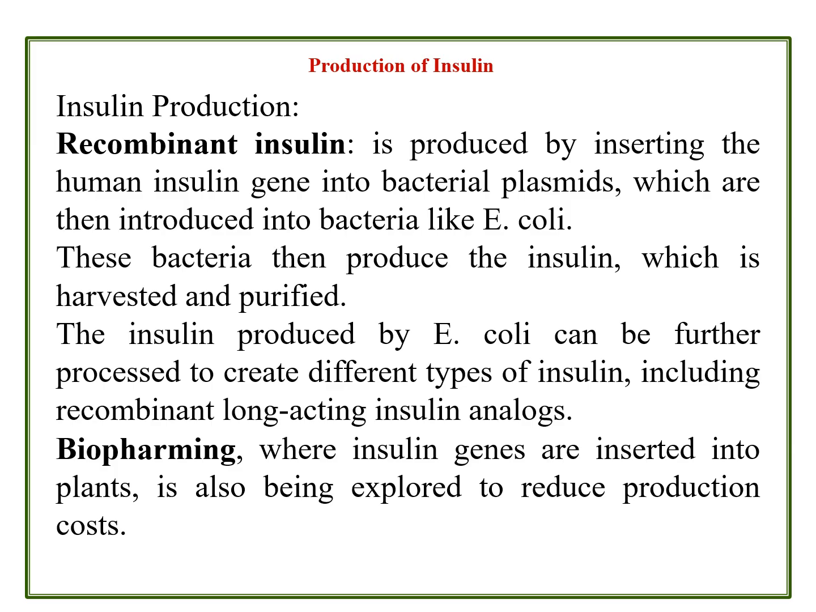The insulin produced by E. coli can be further processed to create different types of insulin, including recombinant long-acting insulin analogs. So analogs are the best choice for diabetic patients. Biofarming is where insulin genes are inserted into plants. Of course, it's a present hot topic also being explored to reduce the production costs.